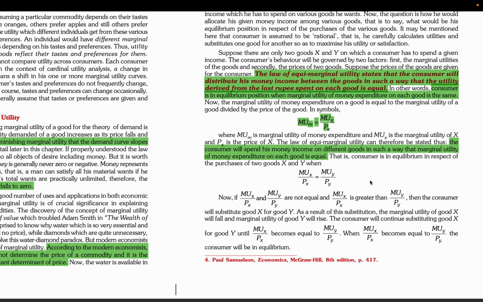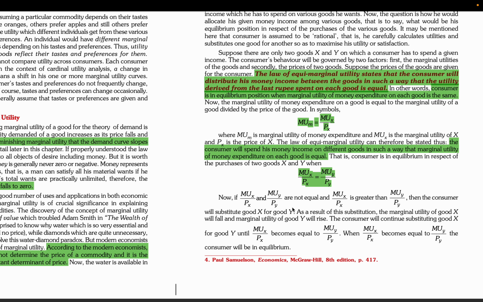That is, the consumer is in equilibrium in respect of this. Whatever MU you are deriving from buying good X is going to be equal to whatever marginal utility of money. Please remember, marginal utility of money is being equated, and each MU of M is going to be equal to the MU of that good divided by the price of that good, and hence when we are assuming that there are two goods, MU of M of both of them is going to be equal to each other.